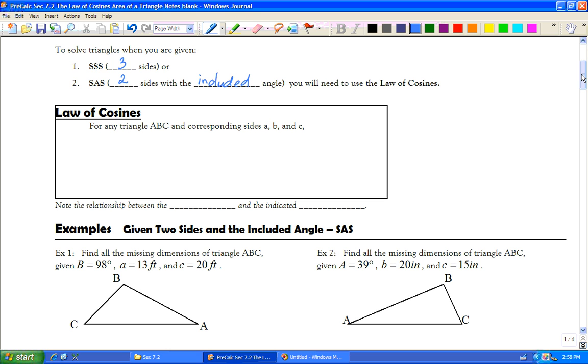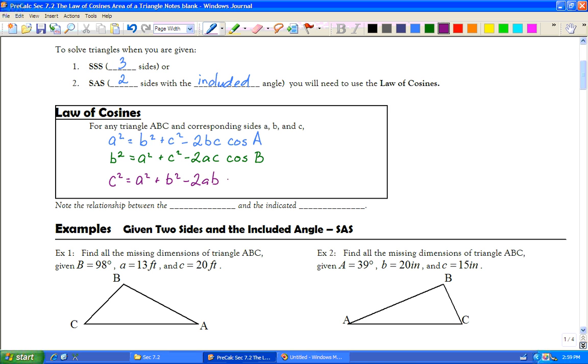For any triangle ABC and corresponding sides a, b, and c, a squared is equal to b squared plus c squared minus 2bc times the cosine of angle A. You can see that side a is squared, and we're taking the cosine of the angle that's opposite, angle A. If we're trying to find information about side b or angle B, the formula is b squared is equal to a squared plus c squared minus 2ac times the cosine of angle B. And our third form, c squared is equal to a squared plus b squared minus 2ab times the cosine of angle C.